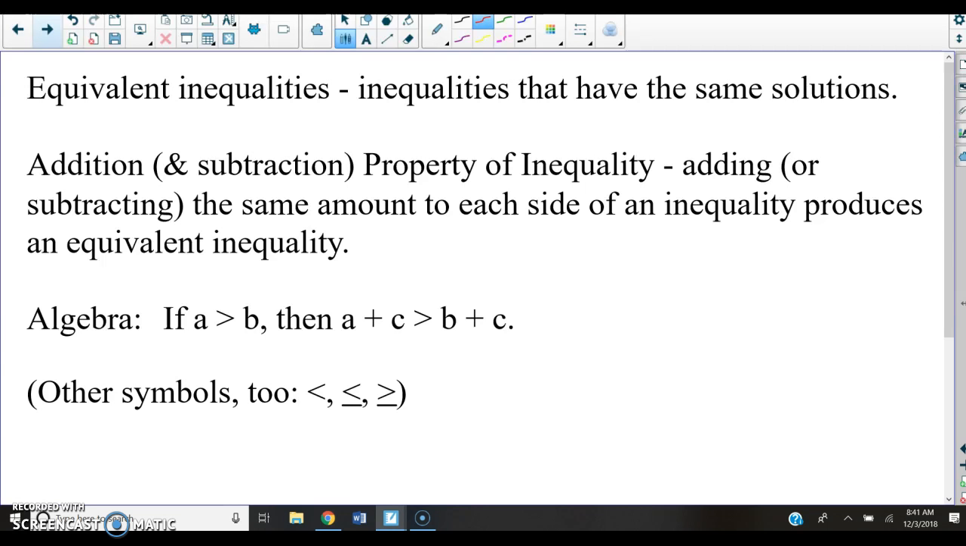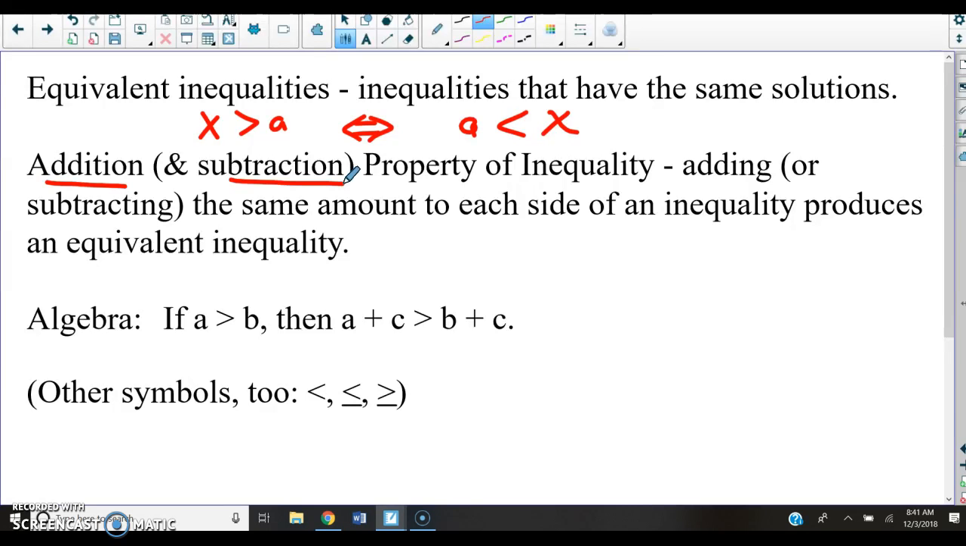Equivalent inequalities. We already took a look at some. x is greater than a is equivalent to a is less than x. So we've already looked at using the symmetric property to flip them around. But another equivalent inequality can be produced by adding or subtracting the same amount to each side of an inequality.